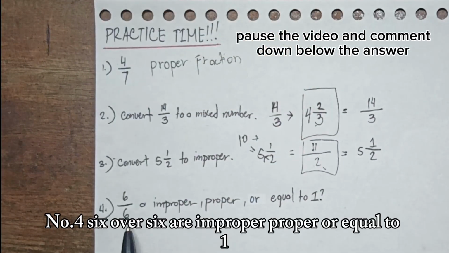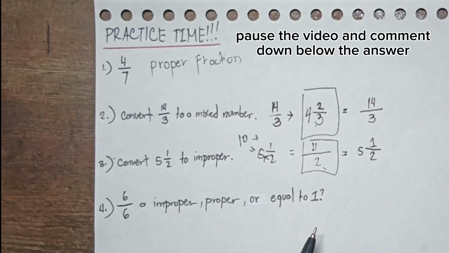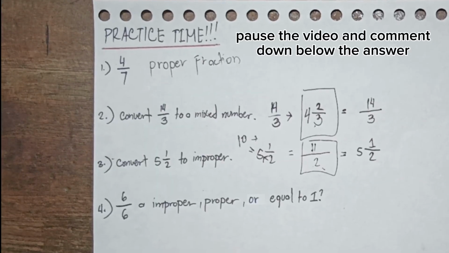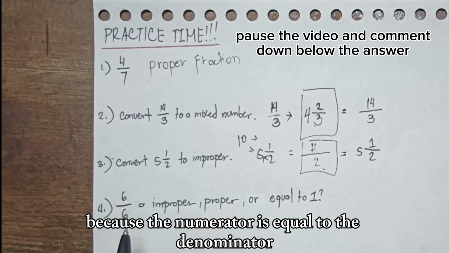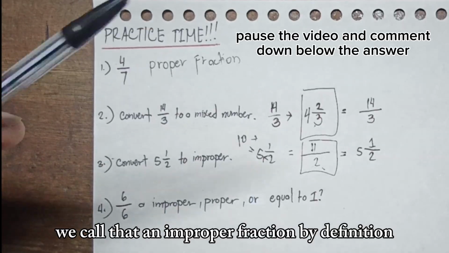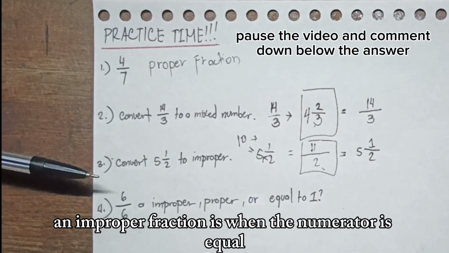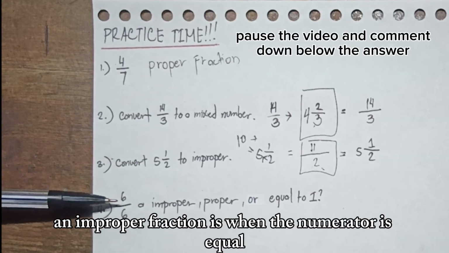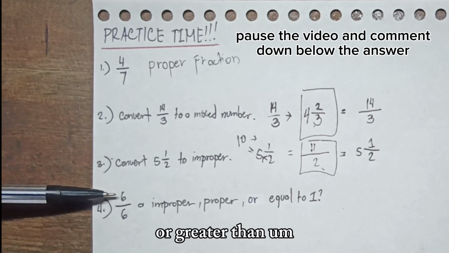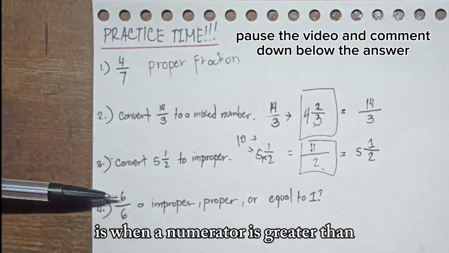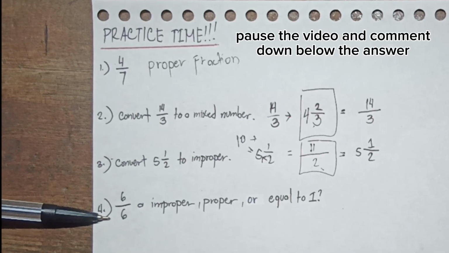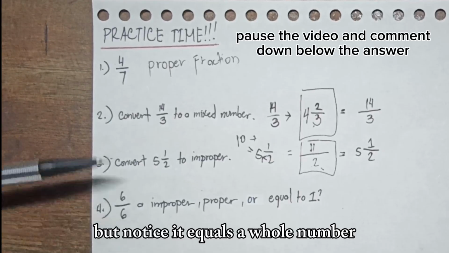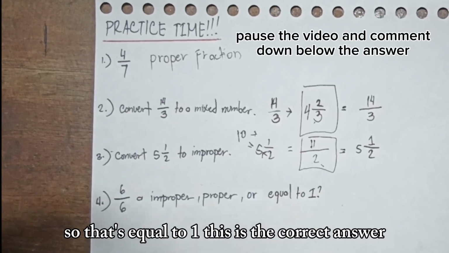Number 4. 6 over 6 is improper, proper, or equal to 1? What is correct? The correct answer is that it is equal to 1 because the numerator is equal to the denominator. We call that an improper fraction by definition because an improper fraction is when the numerator is greater than or equal to the denominator. But notice it equals a whole number. You need to know that, right? So that's equal to 1. This is the correct answer.